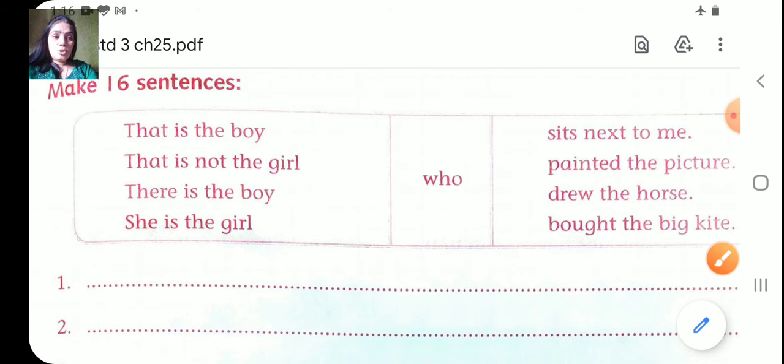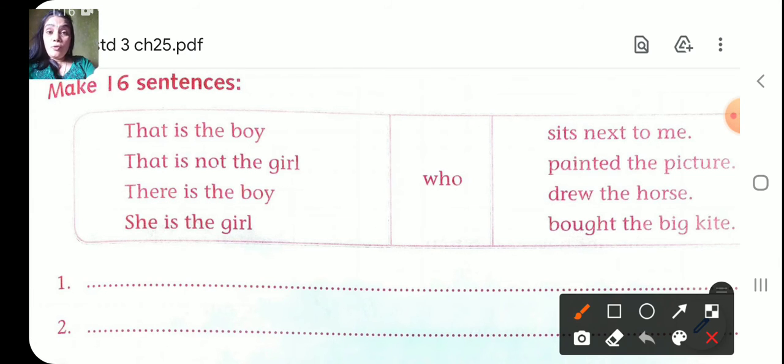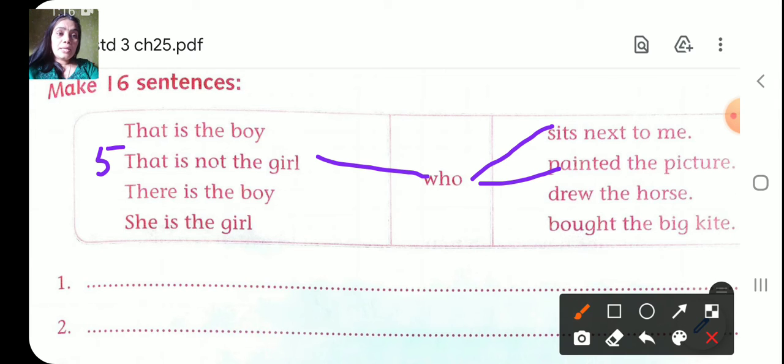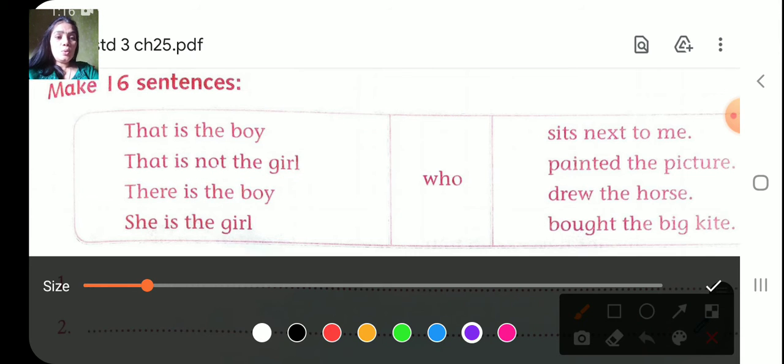And same way, number two. Now number four is over. Now fifth sentence. So 5, 6, 7, 8 will be, that is not the girl, four times. So you will write, that is not the girl who sits next to me. That is not the girl who painted the picture. That is not the girl who drew the horse. That is not the girl who bought the big kite. So 5, 6, 7, 8, you will use, that is not the girl. Got it? Yes.